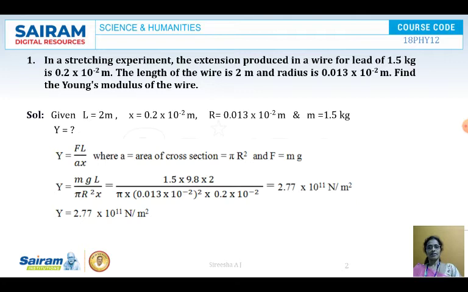Since m is given, g we know is 9.8, and L is 2, and pi is a constant value, r is nothing but the value given, 0.013 into 10 to the power of minus 2, and the value of x is also given. Substituting the values using the calculator, calculate it and get the value. Y is equal to 2.77 into 10 to the power of 11 Newton per meter square, which is nothing but Y.